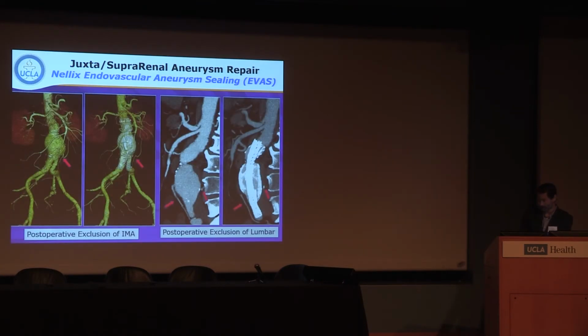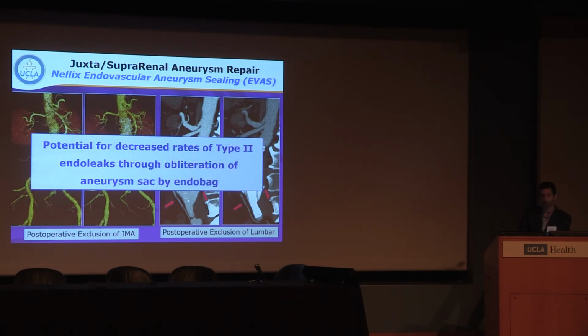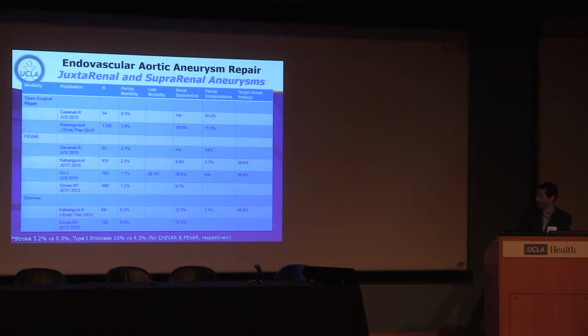One of the big potential advantages of this device, because this bag is filling the sac, is that it can obliterate some of the type 2 endoleaks that ultimately become problems for us after standard aneurysm repair, either through the IMA or lumbar vessels. Whether this will ultimately be a truly effective device for short necks or suprarenal or juxtarenal aneurysms is yet to be seen. Just real quickly, to review some of the literature on these different devices.